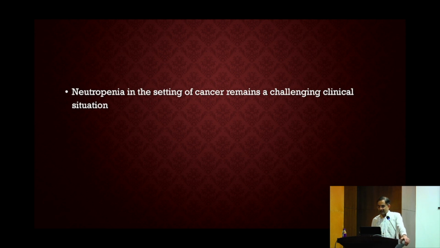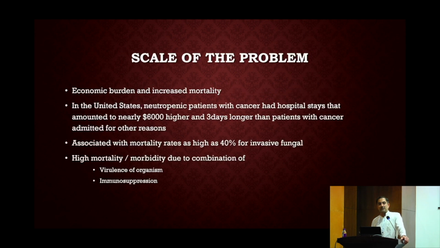So neutropenia in the setting of cancer, of course, adds to the mortality. Attributable mortality can be as high as about 20 to 40% in patients who develop neutropenic sepsis during therapy or during their journey of having gone through treatment for malignancy itself.